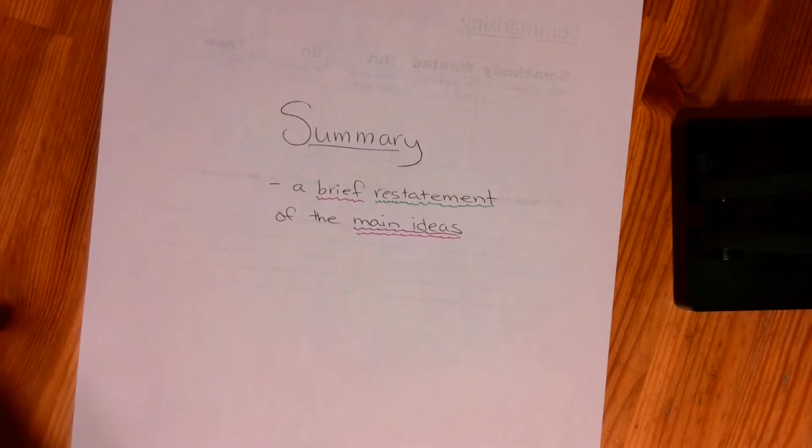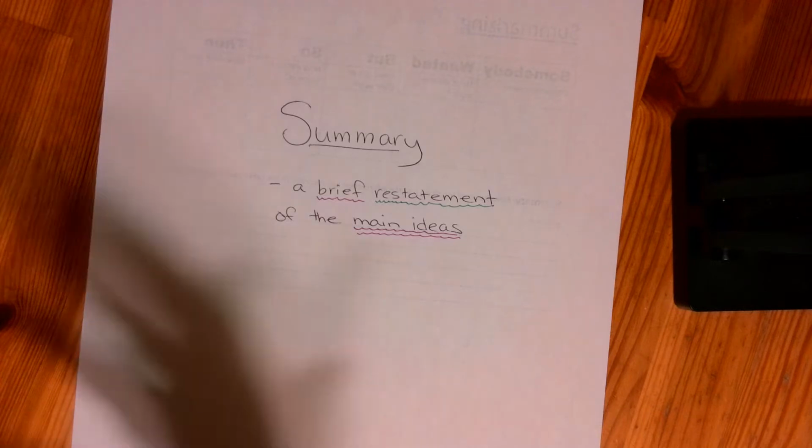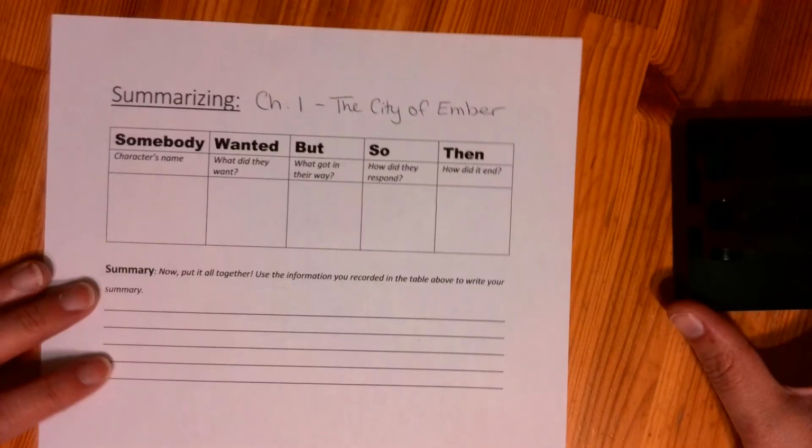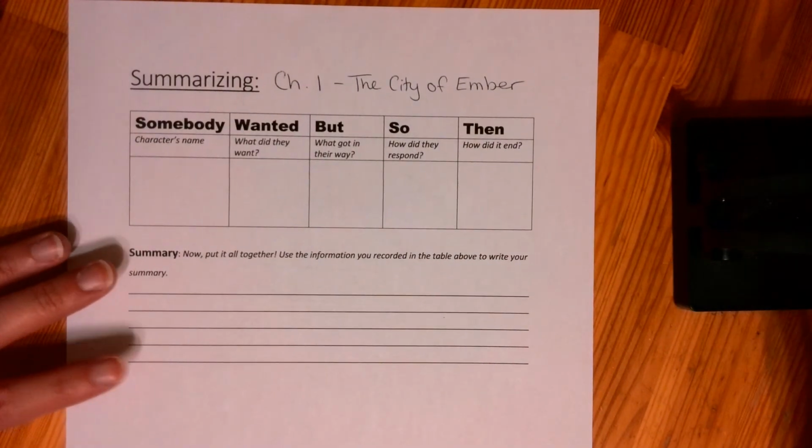Now there's many different ways, many different techniques for how to write a summary. And today we're going to focus on how to summarize fiction, right? So how to summarize a story that is not real. So we're not reading nonfiction, we're not summarizing an information piece, but summarizing instead a piece of fiction. And we're going to focus on The City of Ember because that's what we're reading together as a class.